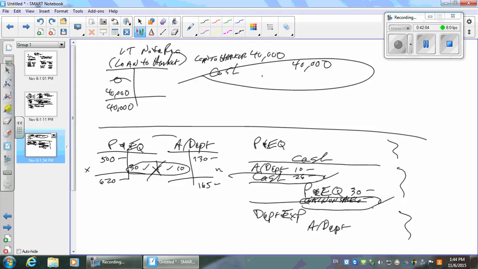Let's look at plant and equipment now. It started at 500. We took 30 out. 500 less 30 made it what, guys? 470, and now it's 620. How much must we have bought? Obviously, the increase plus the 30 is 150. So I think I bought 150, don't you guys? That would be debit plant and equipment 150 and credit cash 150.